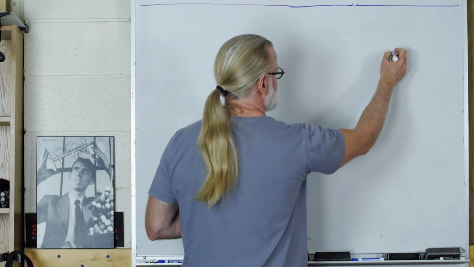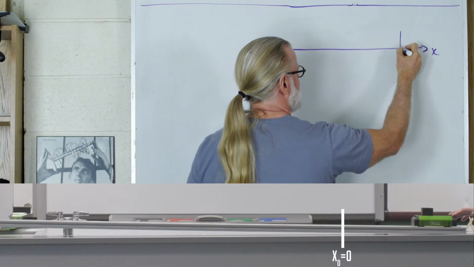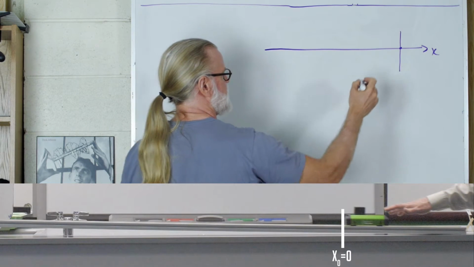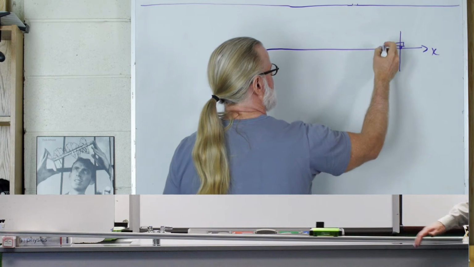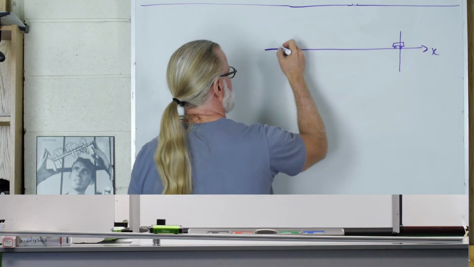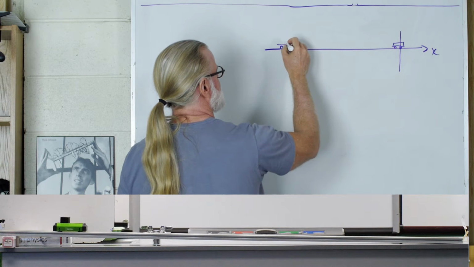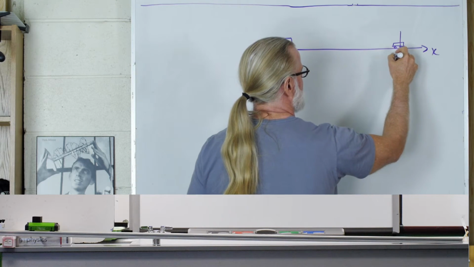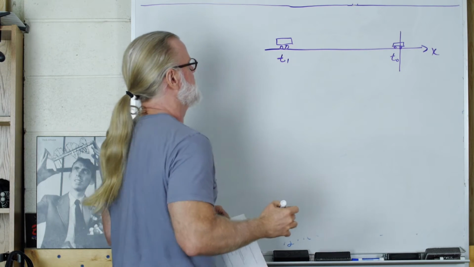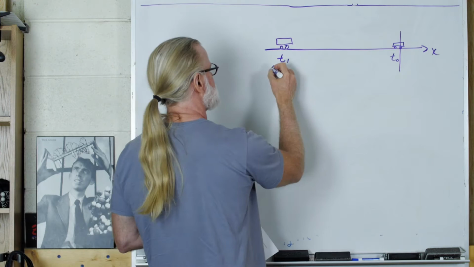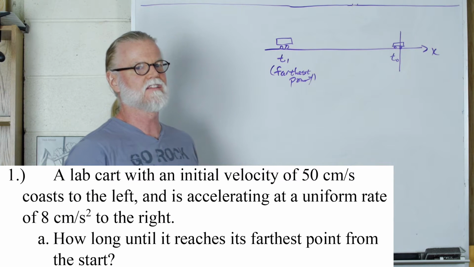So I would set up a coordinate system like this. I will start this right here. Our cart will start right here. And there's our cart. And it is going to accelerate, and it's going to reach its farthest point. I will call this T0, and I will call this T1. That's the farthest point. And then they said the whole time, this thing's accelerating.